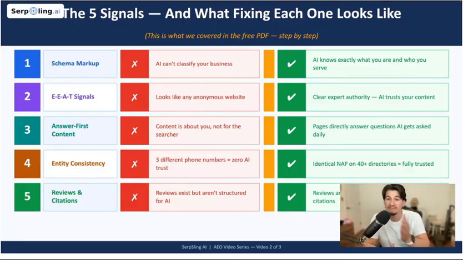All right, but when you fix these things with the schema markup, AI is going to know exactly what you are and who you serve. The EEAT signals are going to give clear expert authority so that AI trusts your content. Your answer first content will give you pages that directly answer questions that AI gets asked on a daily basis. Entity consistency is going to give you identical NAP on 40 plus directories, which gives you full trust with AI. And reviews and citations are amplified with schema and third-party citations.